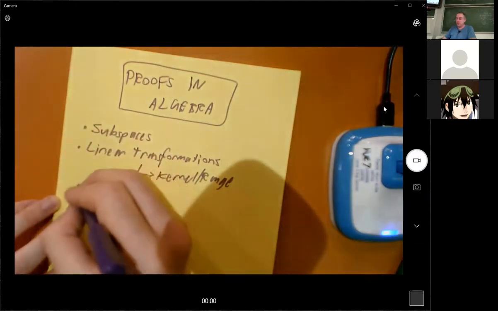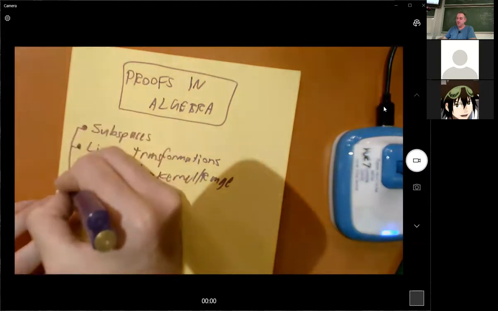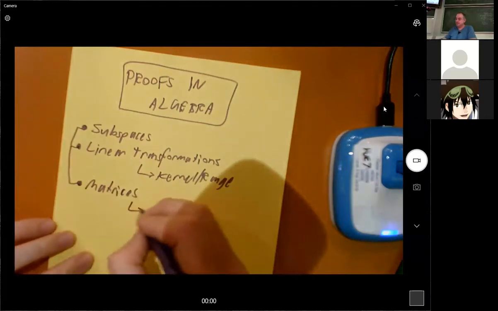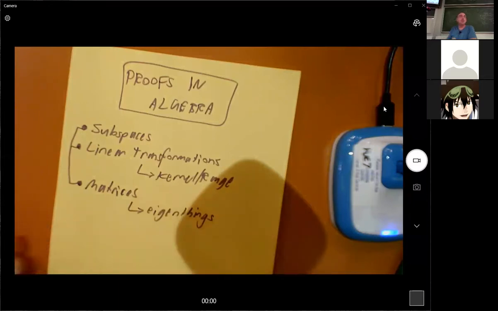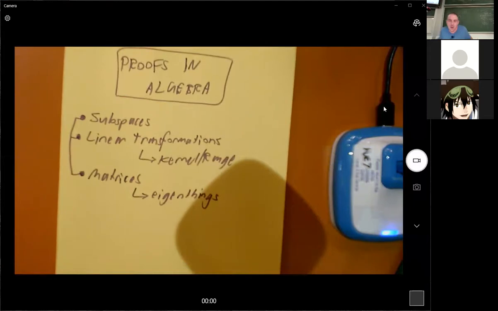Anyone online got thoughts about other sorts of topics that proofs could be about in Maths 1B? Cool. All right. If you think of something, just let me know when you think of it. So, right.